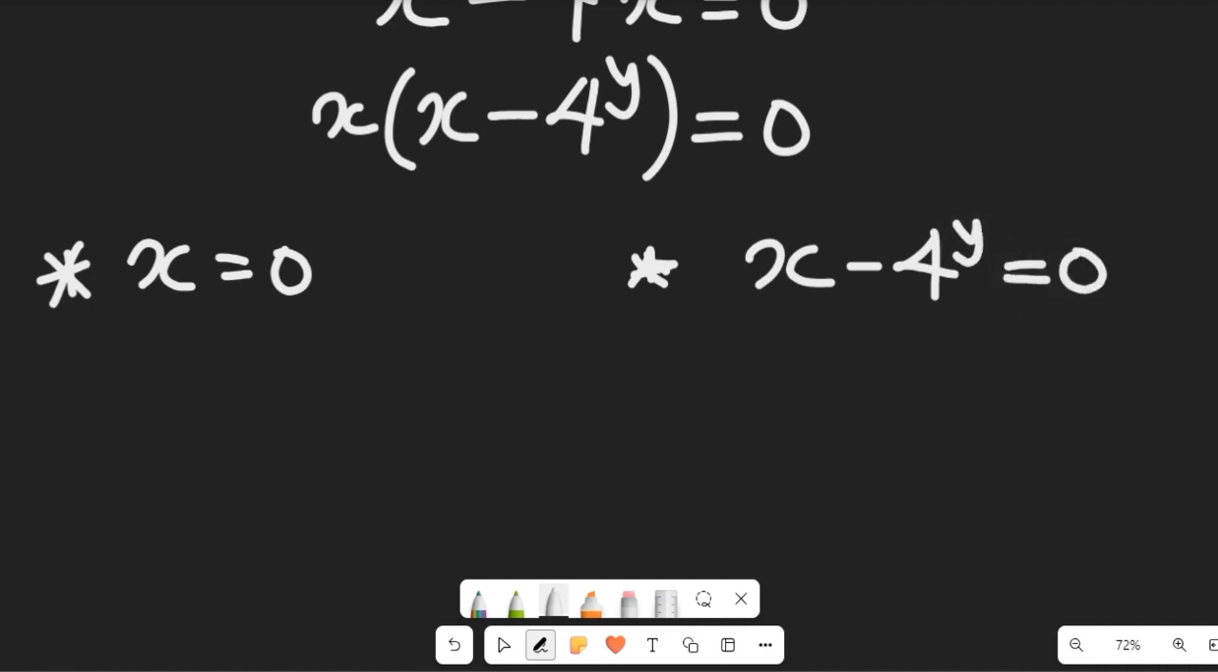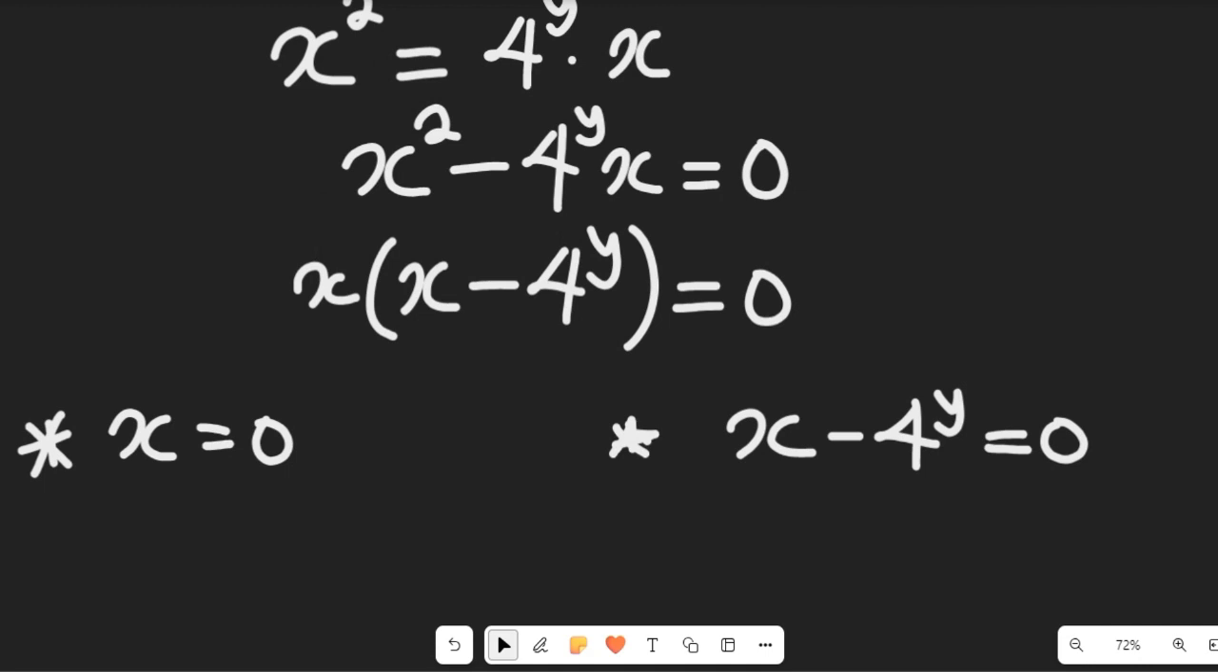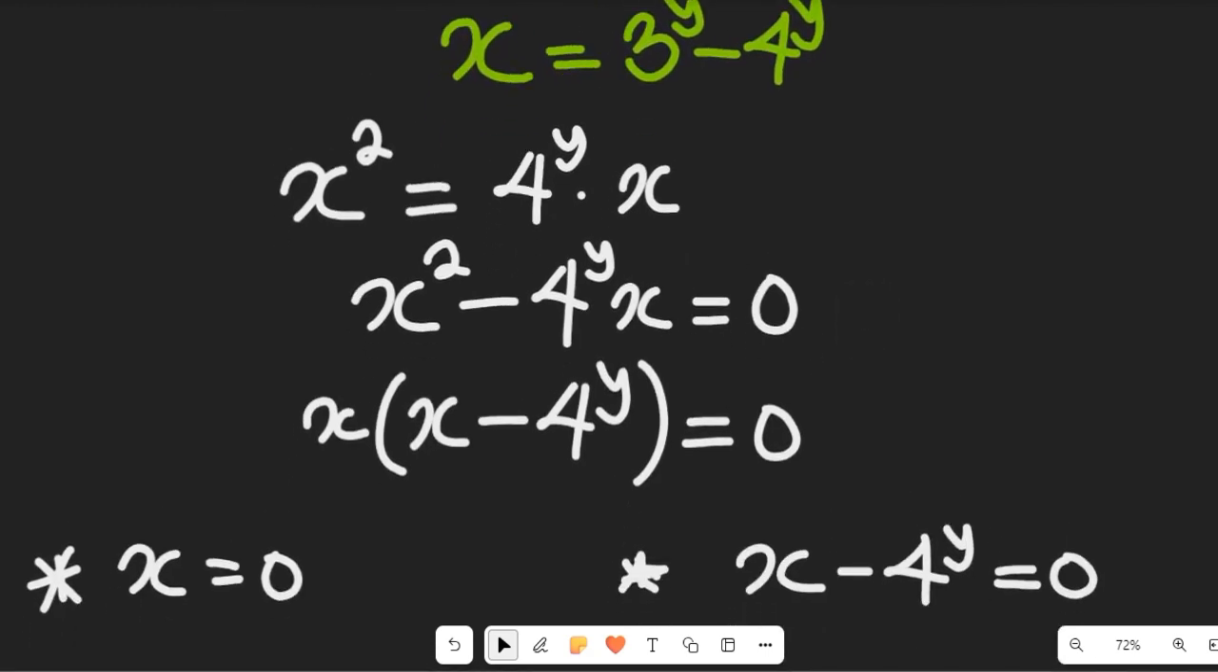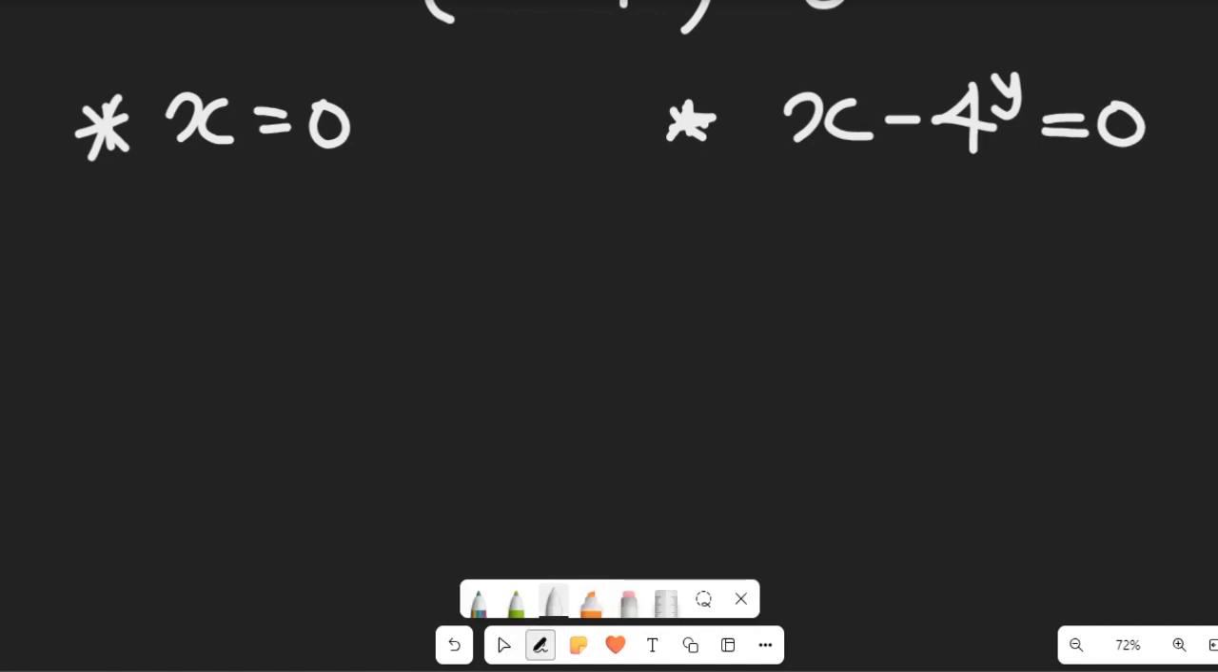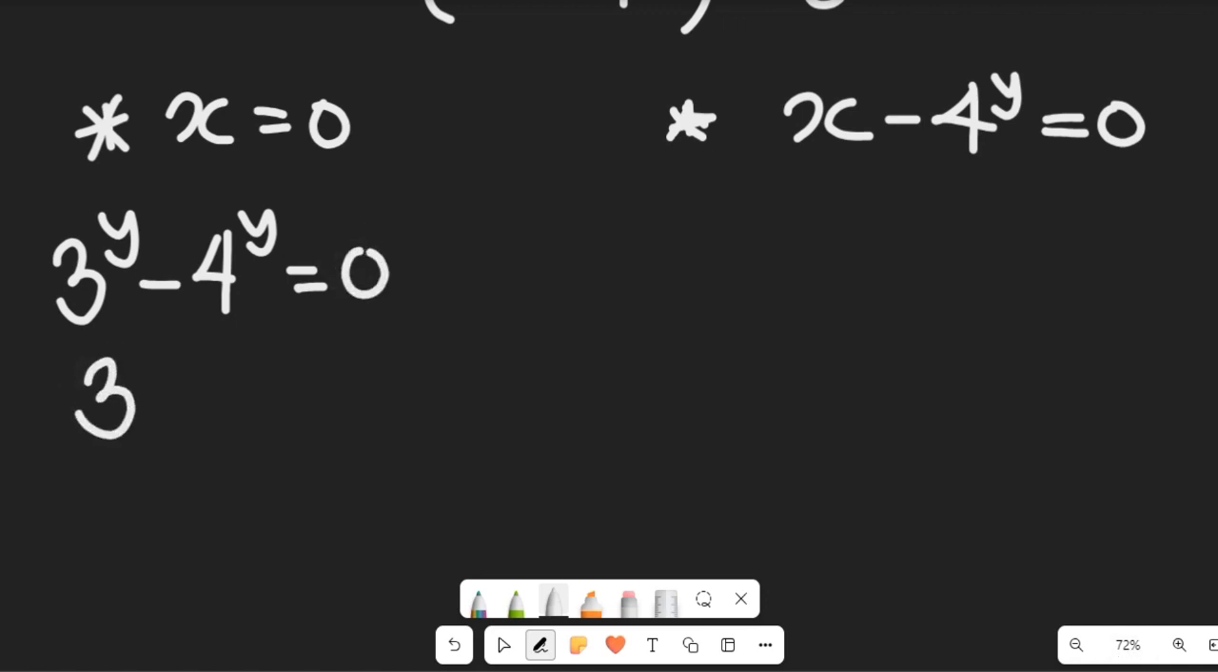Now recall earlier on that we said x is equal to 3^y minus 4^y. So if I input it here, I'm going to have 3^y minus 4^y equal to 0. So this is going to give me 3 to the power of y equal to 4 to the power of y.